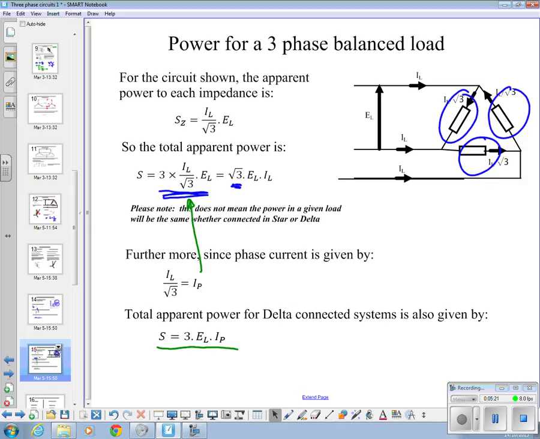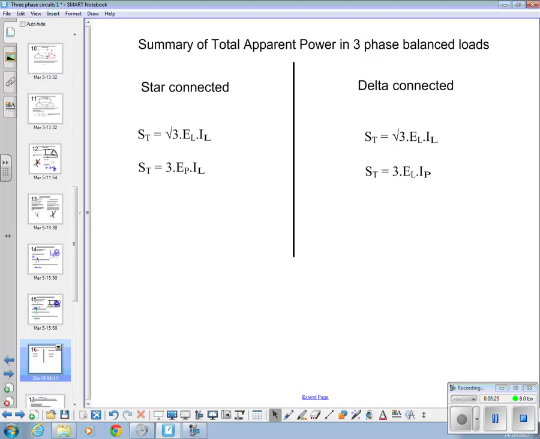Okay, and again, got a nice little summary slide that puts all that in one place. For a star connected system, total apparent power is either root 3 times EL times IL, or 3 times EP times IL. And for the delta connected system, we've got root 3 times EL times IL. These two being the same does not mean that they get the same power if we change the connection from star to delta. And we can also use 3 times the line voltage times the phase current.